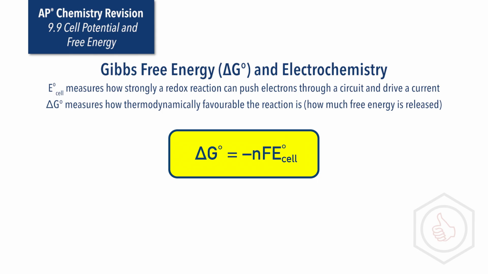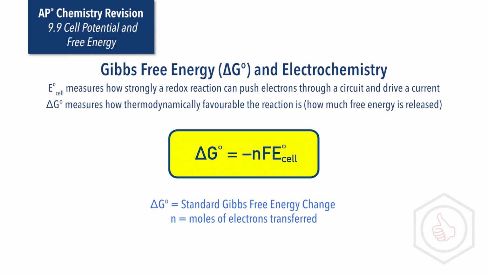E cell, where delta G standard is standard Gibbs free energy change, N is the number of moles worth of electrons being transferred in the half equations, F is something called the Faraday constant, so the number of coulombs of charge per mole of electrons, and E cell is the standard cell potential.